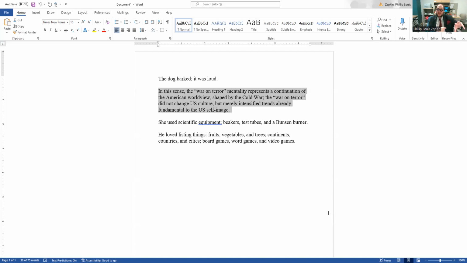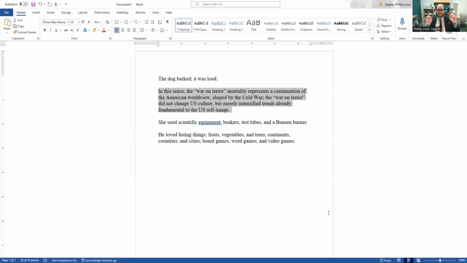But because these two ideas are closely related, the idea in the first sentence introduces the idea that the war on terror continues a Cold War worldview. The second sentence modifies it. This was not a fundamental change, it was an intensification. So these two ideas are linked, they are closely connected, and so the semicolon here is justified.